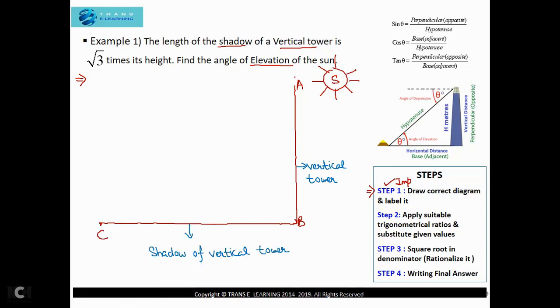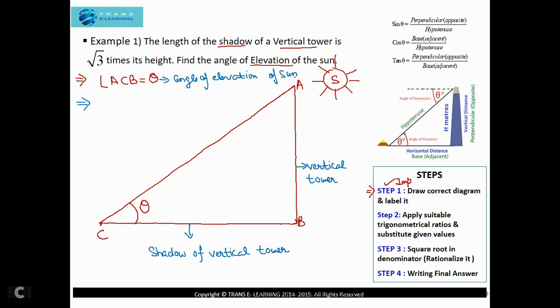Now in order to find the angle of elevation, we need to join AC and let theta be the angle of elevation of the sun. So this angle ACB is theta. This is the angle of elevation of the sun.